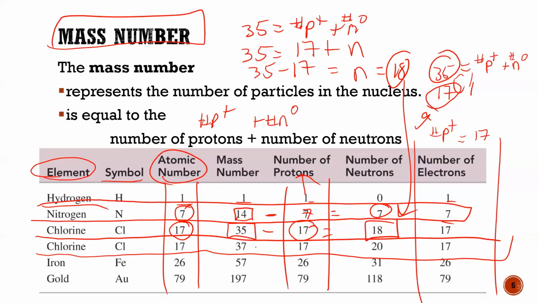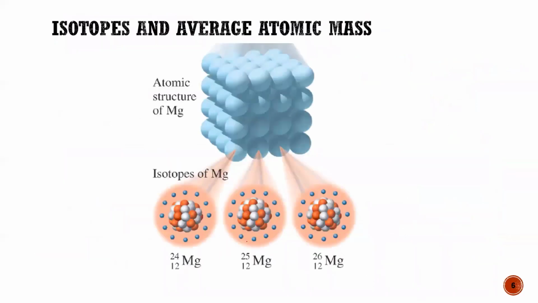Now, some of you might be saying, well, Sean, what's going on right up in here? Why is there a mass number of 37 for this chlorine atom? That's a very good question. And no, I make typos, I make errors, but this is not a mistake. This has to do with the next topic, isotopes.